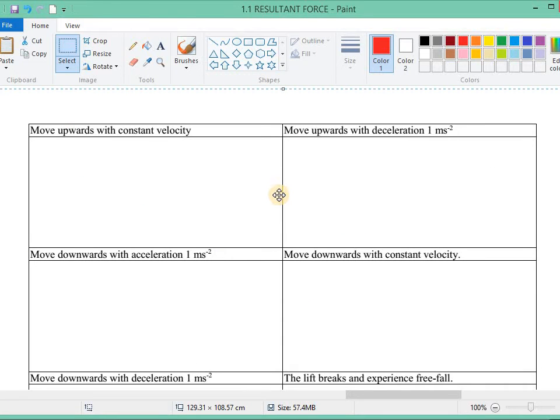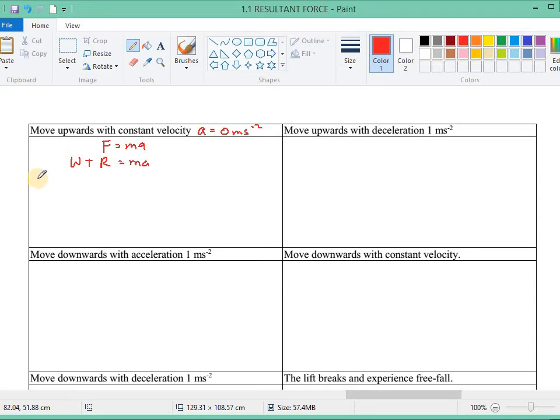Now we want to look at different situations. Just now was accelerating upward at 1 meter per second squared. So now, what happens if it moves upward with constant velocity? The lift goes up, but at constant velocity. If constant velocity, that means the acceleration is 0 meter per second squared. So again, to calculate the resultant force, F equals ma. The resultant force is weight plus the reaction, so 50 times negative 9.81 plus R equals mass 50 times acceleration 0, because constant velocity.